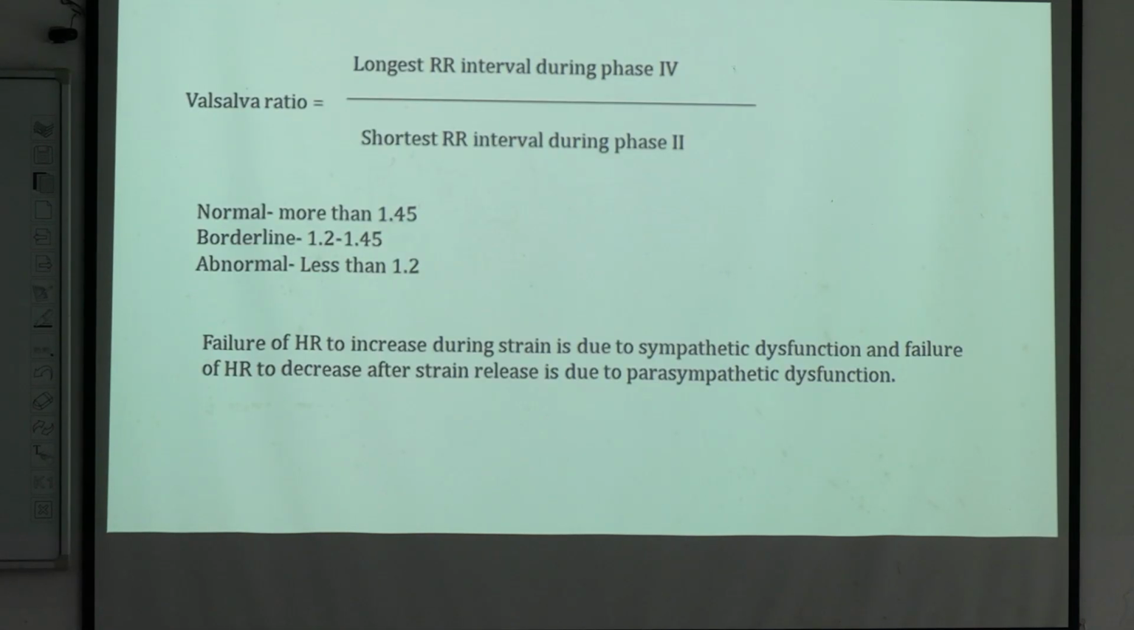So, the formula, you remember the formula, what is Valsalva ratio? Longest RR interval during phase 4 and shortest RR interval during phase 2, and normal is more than 1.45. More than 1.45 is normal. And failure of heart rate to increase during strain is due to sympathetic dysfunction, and failure of heart rate to decrease in strain release is due to parasympathetic function.